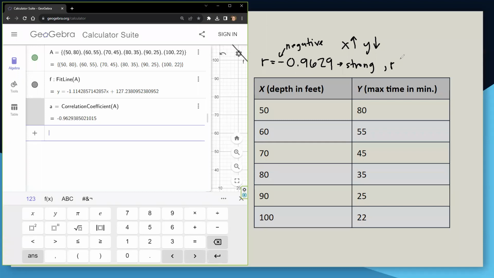We should also write down R squared. We're going to find it a little differently. R squared does literally mean take that R value and square it. We want to minimize rounding error. So instead of using this rounded decimal, I'm actually going to grab A, which you can see is the saved value for the correlation coefficient, and then I'm going to square it.